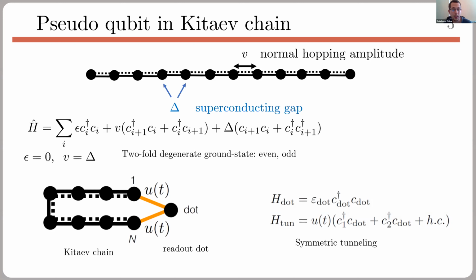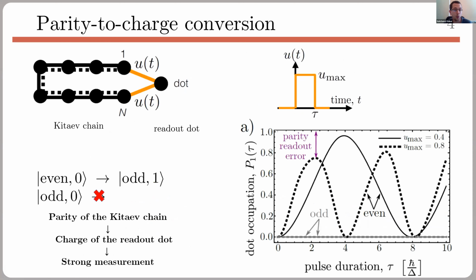For the readout, we need an auxiliary quantum dot, which is coupled to the first and the last site of the Kitaev chain. For simplicity in the figure, we bend the chain, but it's not important. Okay, and we have some symmetric tunneling. So these two tunnel amplitudes are the same, and we can also vary these tunnel amplitudes in time.